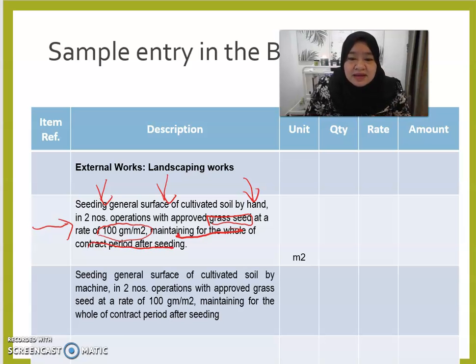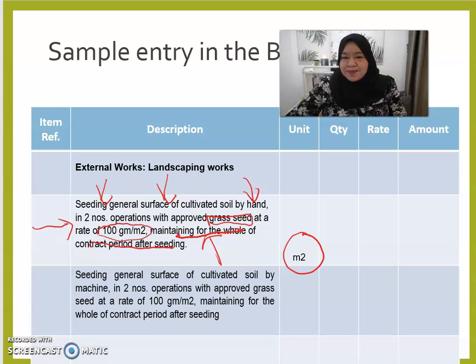That is the last phrase, maintaining the whole of the contract period after seeding, also under the requirement of W15.2. The last sentence, which is any requirement for watering, weeding, cutting, settlement, reseeding, protective temporary fencing, and the like, should be described in the description. Okay, so the unit also in meter square.